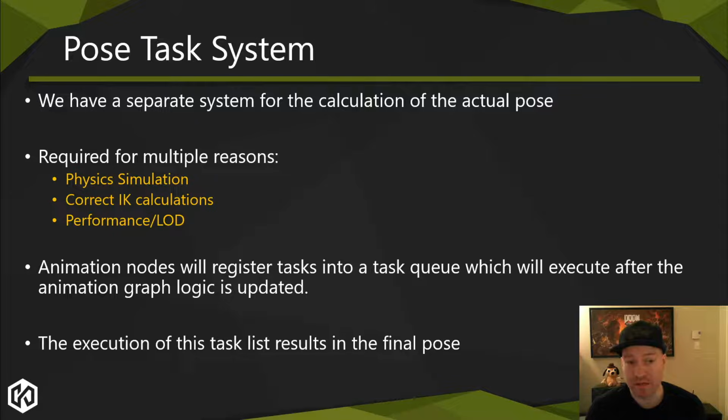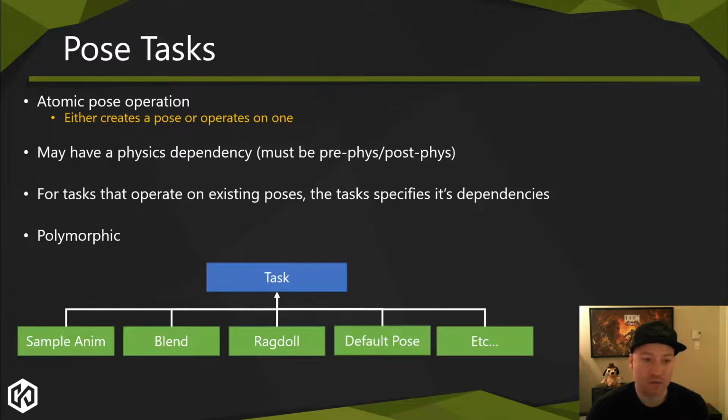We've separated this out for various reasons. The most obvious one is physics, and I'll get to why we had to split this out for physics. But splitting it out also adds some benefits in terms of LOD and performance. So let's do some basic examples.